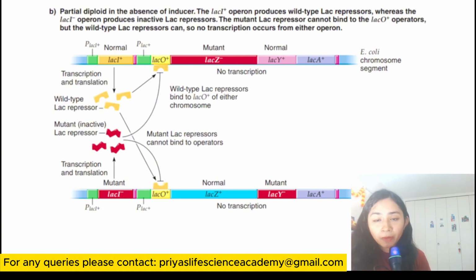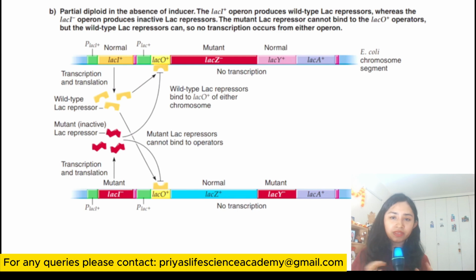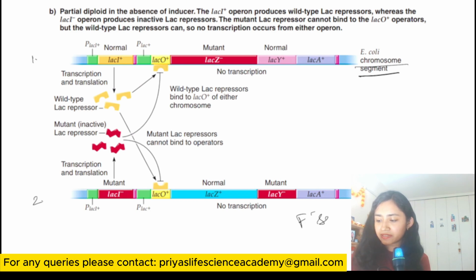The real problems in your exam will come with the partial diploid, with this diploid system, like chromosome 1, chromosome 2. There will be two chromosomes. Why did I tell you that? Because this is the E. coli chromosomal segment and this is the F-prime segment, the plasmid segment. The real problem will come in your exam from this diploid system. So now first we have to look at the lacI gene. Here lacI is plus and in this case lacI is minus.